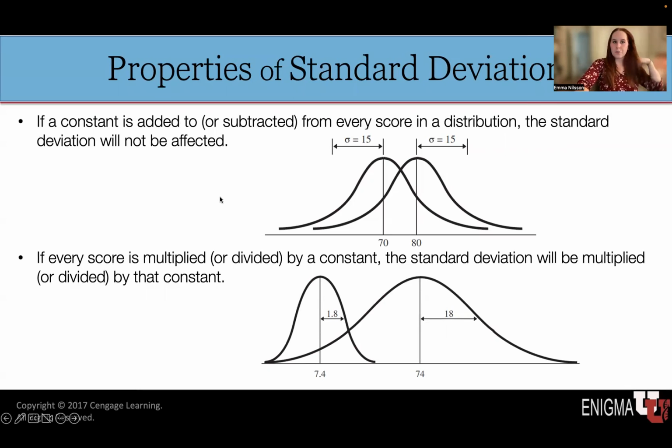Okay, so some cool information is if a constant is added or subtracted to every score in a distribution, the standard deviation will not be affected. It's not going to change because the mean is going to move relative with the scores. The scores stay the same relative distance away from the mean, which is what the standard deviation is measuring. So if you add or subtract a constant from every score, standard deviation stays the same. However, if we multiply or divide every score by a constant, then the standard deviation is going to be multiplied or divided by that same constant because the spread of our distribution is going to change.